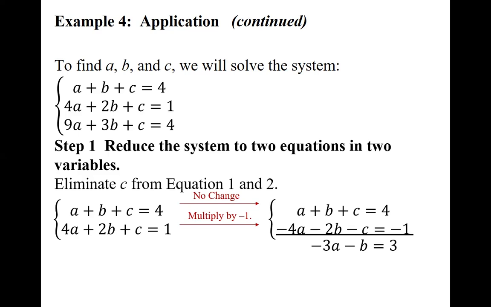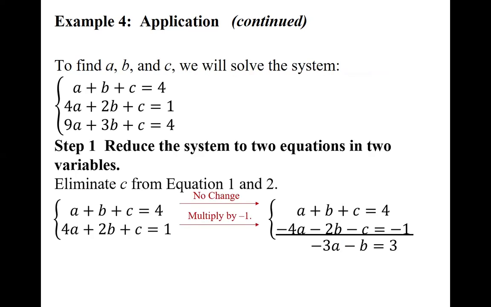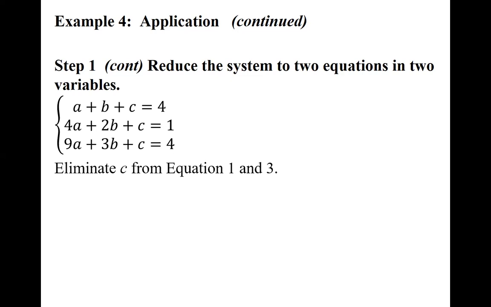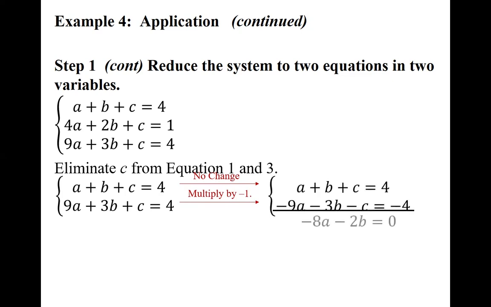Let's put that aside and eliminate c from equations 1 and 3. We didn't have to do 1 and 3. We did 1 and 2. We could have done 2 and 3. All roads lead to the same correct answer. I'm going to do 1 and 3. And I'm going to multiply the third equation by -1, which will change my signs. I'll add them together and I'll get -8a minus 2b equals 0.